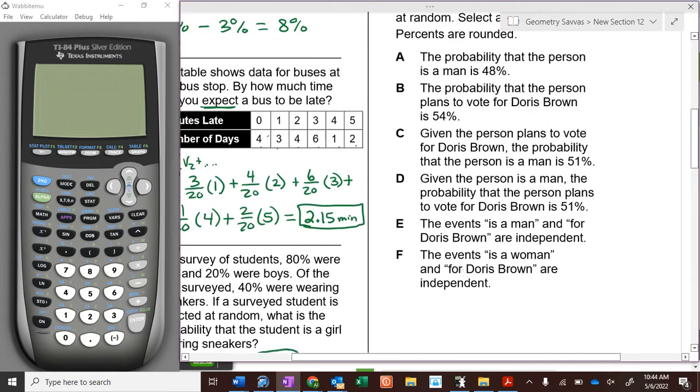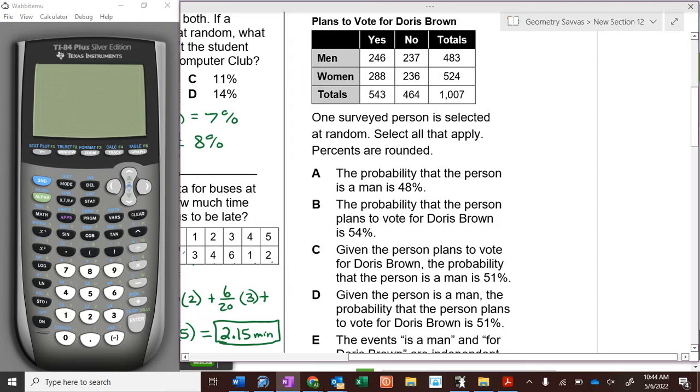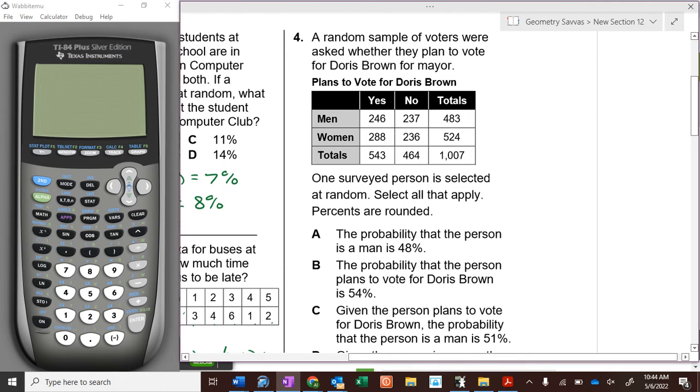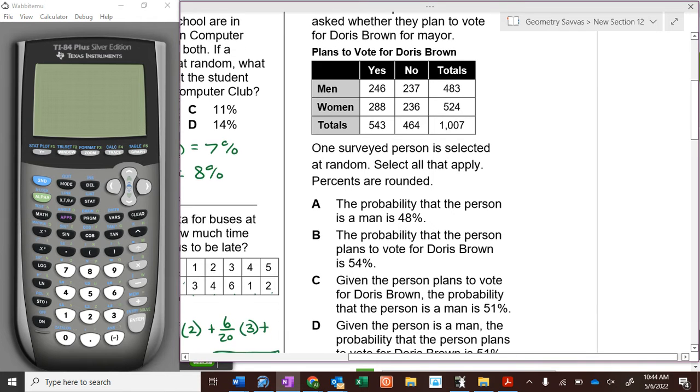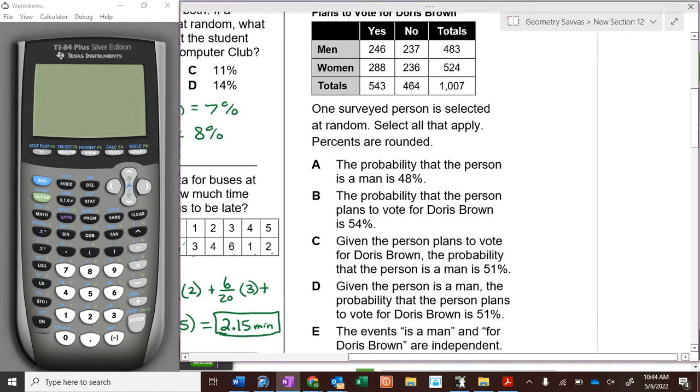Okay, your calculators need to be ready for this next one. Okay, a random sample of voters were asked whether they plan to vote for Doris Brown for mayor. So the male yeses were 246, the male noes were 237, the female yeses were 288, the female noes were 236. So then the totals are on the sides. What's the probability that the person who was surveyed is a man?